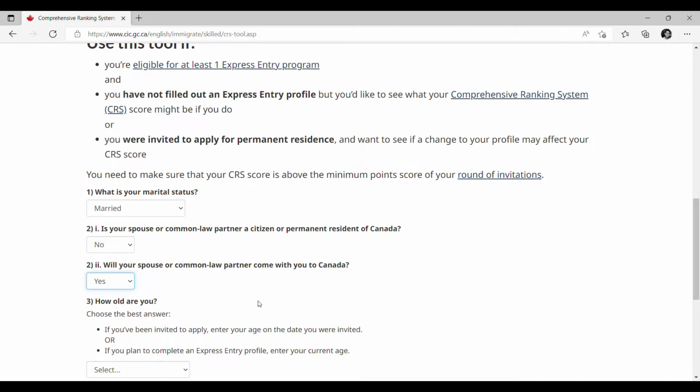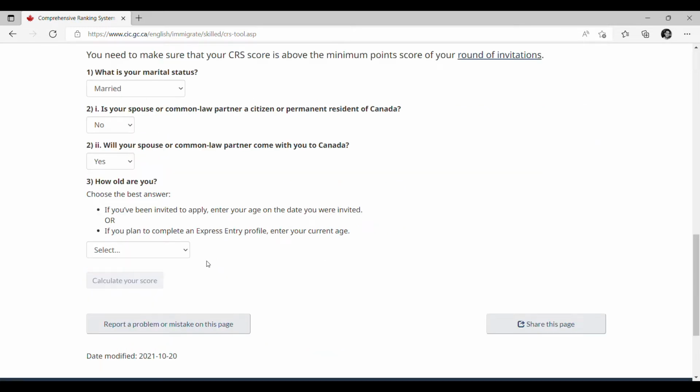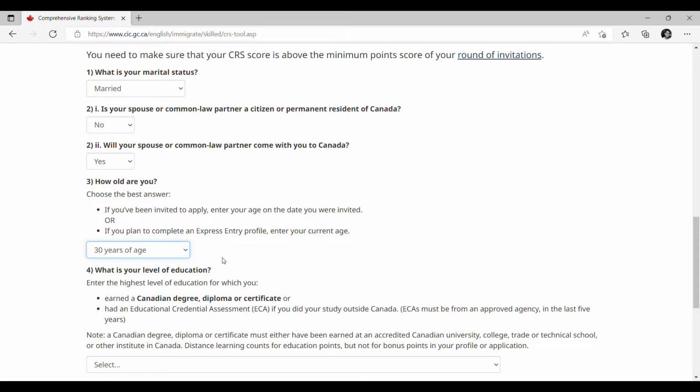Which will be yes. Now coming to the third question, which is the age of the individual. This is a very important question because post 30 years, the primary applicant loses 5 points after every 1 year increase in age. For example, I'll be taking 30 years.